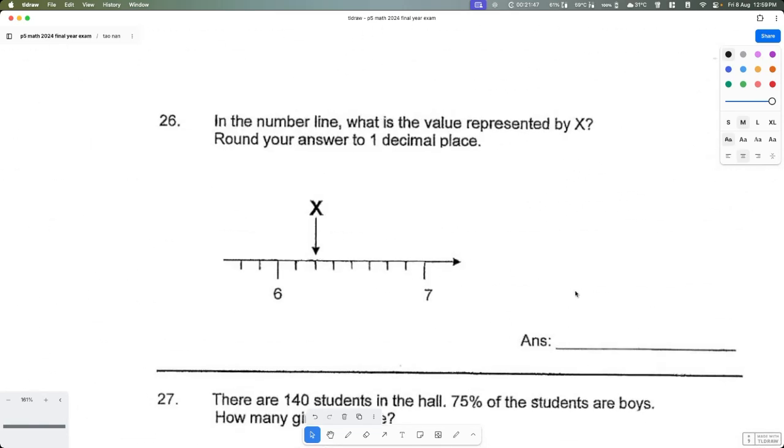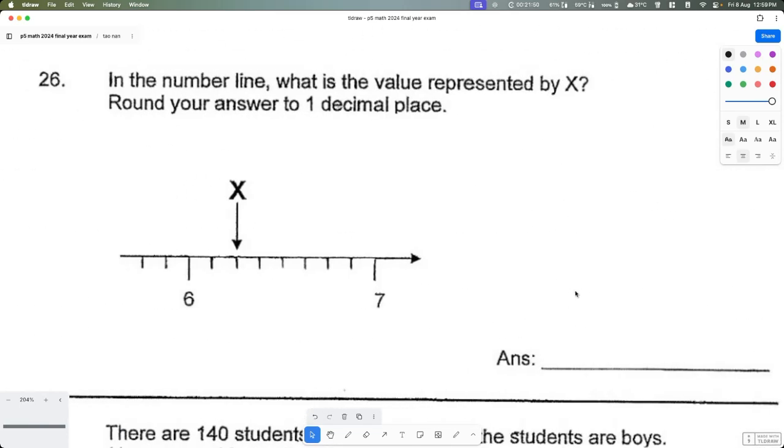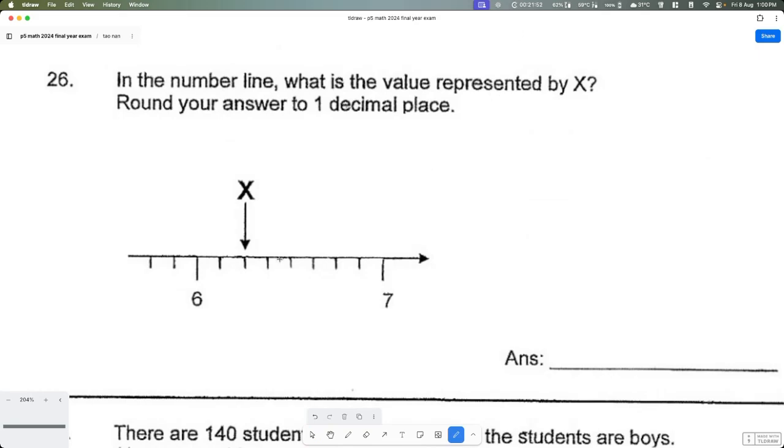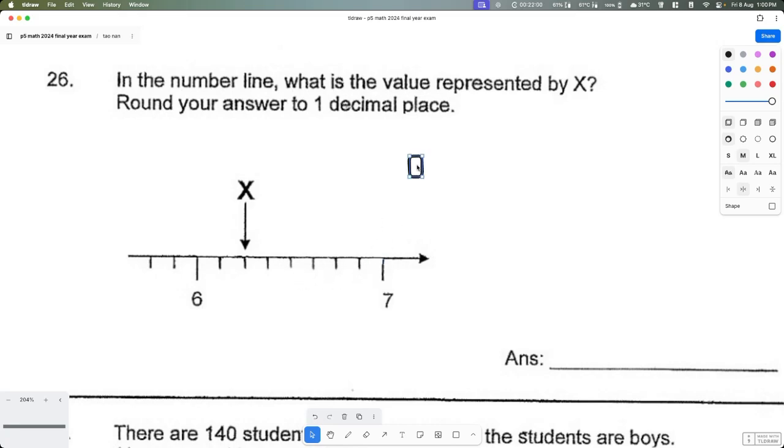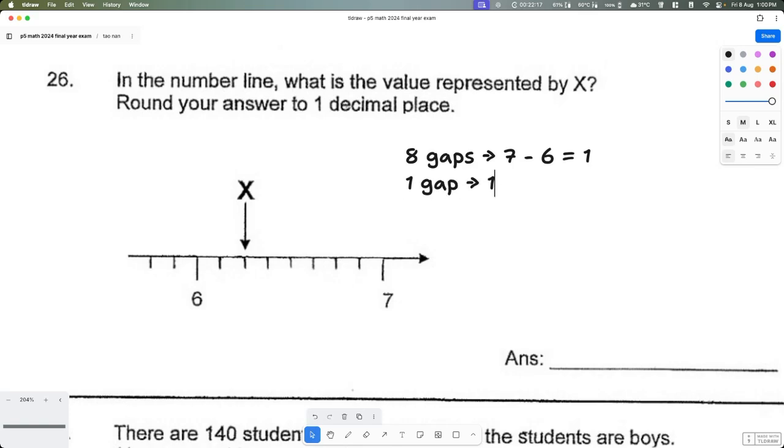Question 26. In the number line, what's the value represented by x? So let's count the number of gaps. We have 1, 2, 3, 4, 5, 6, 7, 8. So we have 8 gaps, which is equal to 7 minus 6, which is equal to 1. So one gap is equal to 1 divided by 8. If you remember, this 1 divided by 8 is actually 0.125.